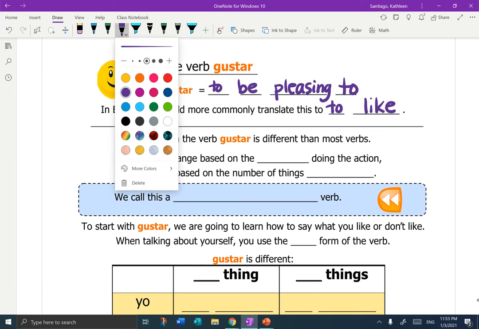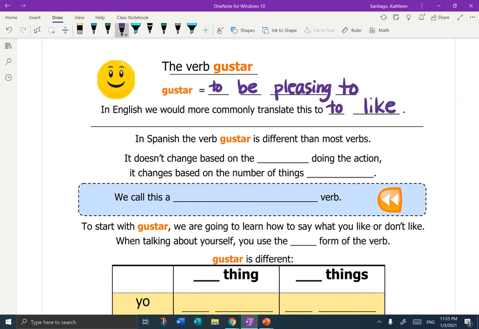Okay, I just want to make my tip a little bit smaller for this. In Spanish, the verb gustar is different than most verbs. It doesn't change based on the person doing the action. It changes based on the number of things that someone likes. The number of things liked. Okay, this is called a backwards verb in Spanish. And let's think about why.